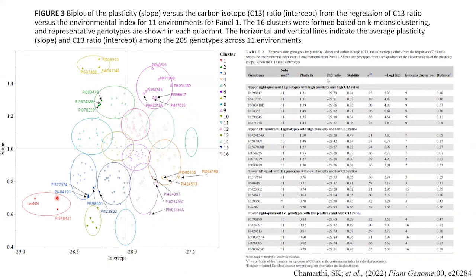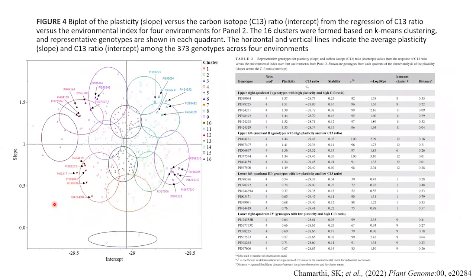In contrast, down here, these are kind of our losers, so to speak. They're not water use efficient, and they're also not plastic, so not very interesting. The same procedure was carried out for the data from panel 2 as well. So in total, we identified some really interesting genotypes which could be leveraged in the future.